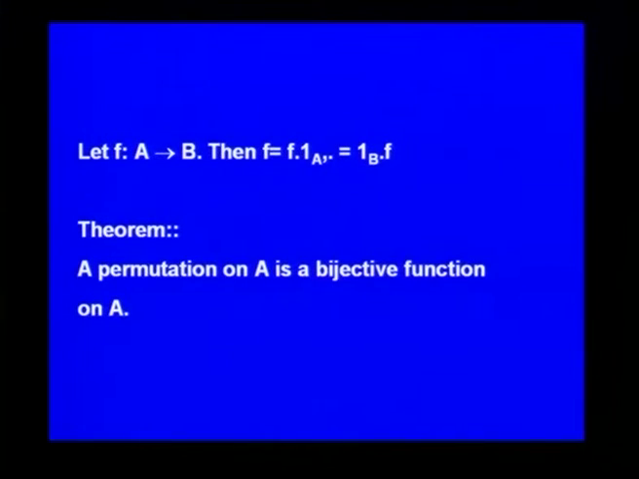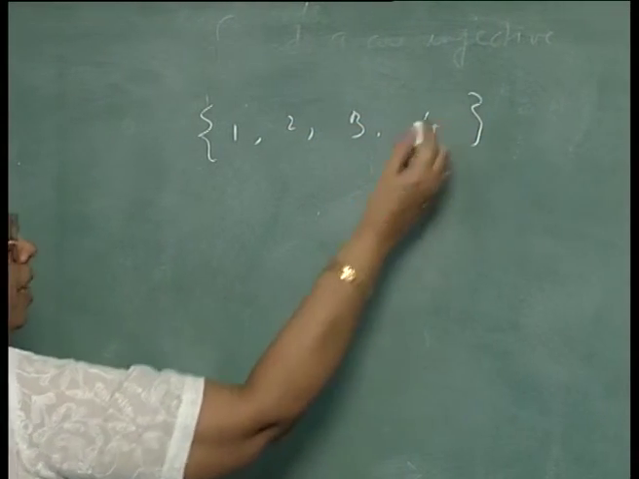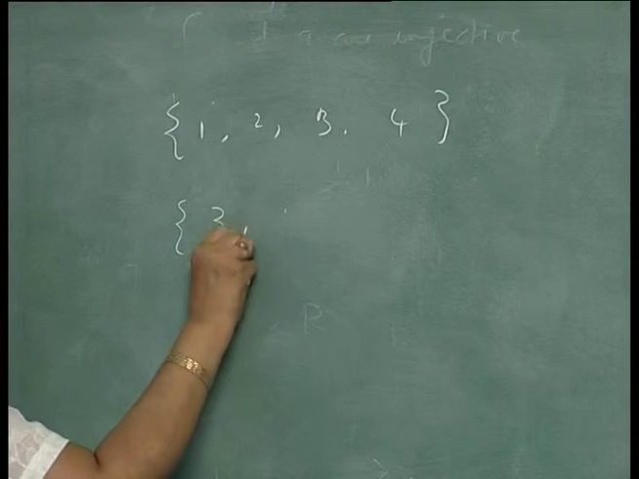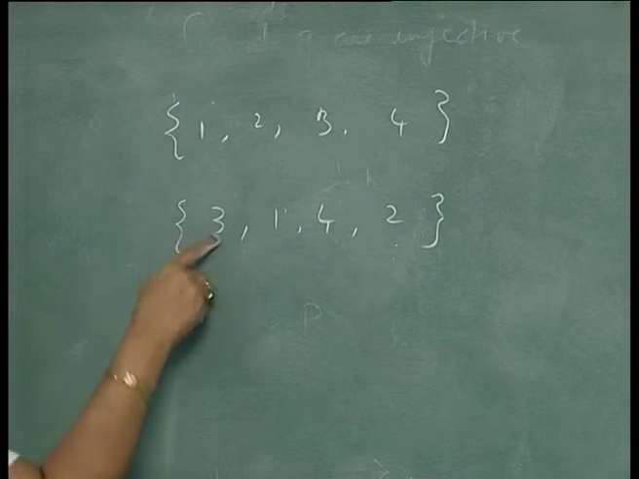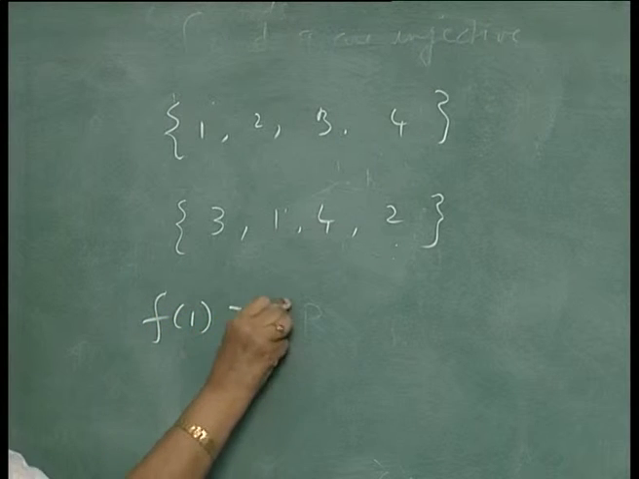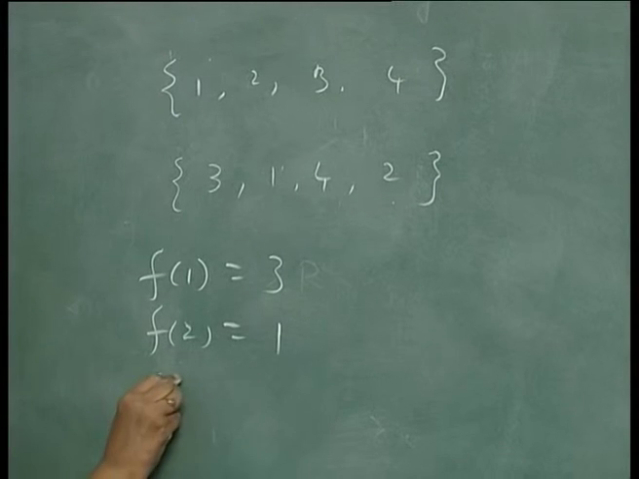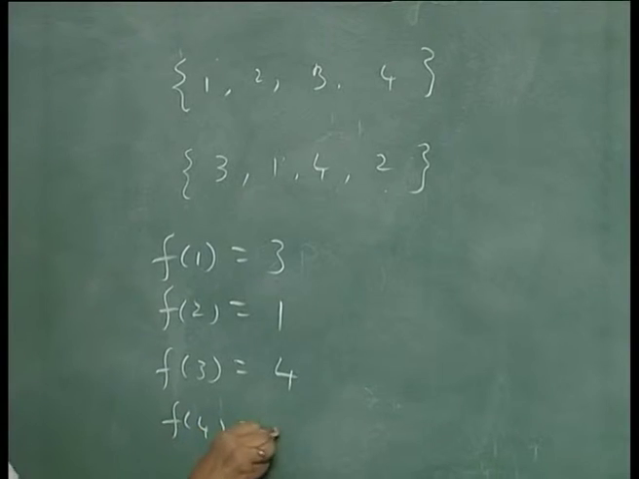The permutation on a set A is a bijective function on A. Consider the elements from say 1, 2, 3, 4. A permutation of this is a rearrangement. Say 3, 1, 4, 2 is a rearrangement. So, 1 is mapped on to 3, 2 is mapped on to 1, 3 is mapped on to 4, 4 is mapped on to 2.